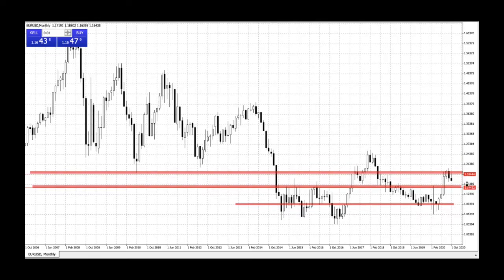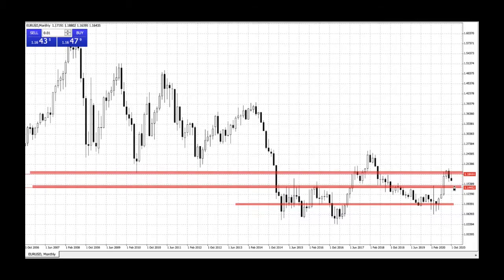And if this zone fails to hold as a support zone, we are going to see the extension of the bearish move to the downside, all the way down to the level 1.09391. All right.